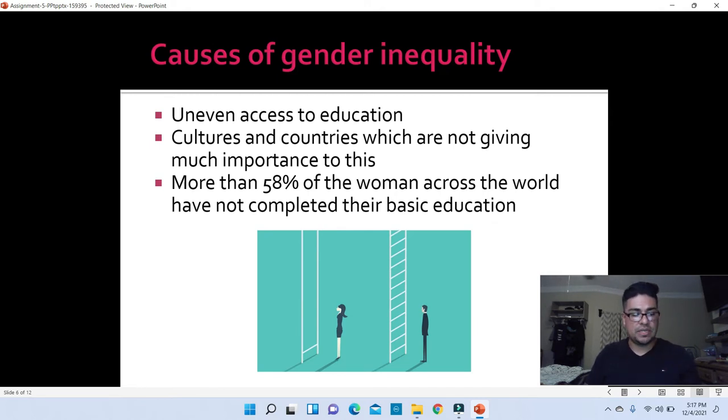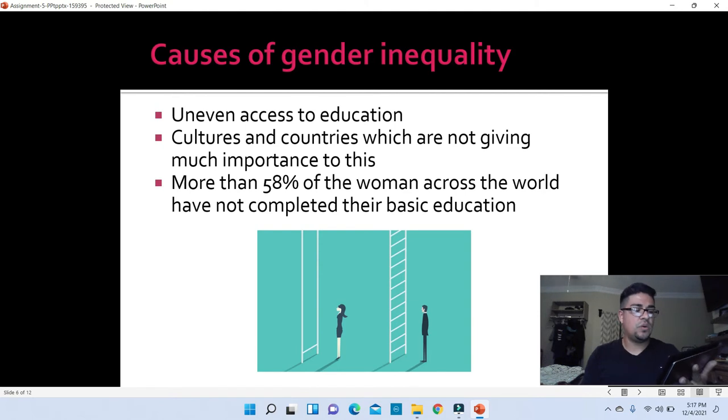Causes of gender inequality. There are different types of causes of gender inequality which have been seen all over the world. However, it is a great thing that the world is coming closer to achieving gender equality. Still, there are different types of cultures and countries which are not giving much importance to this. And that is why there are different types of causes that will be evaluated in this scenario.